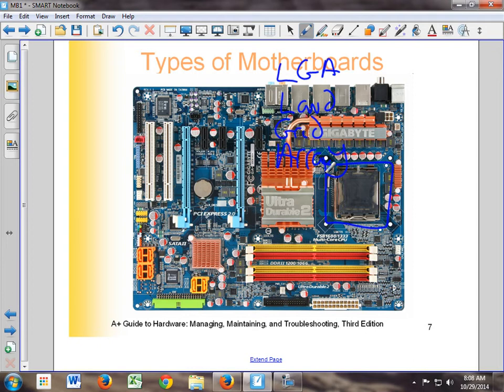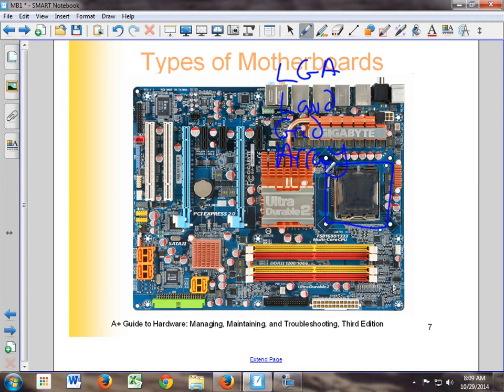That one that's sitting out here, you can already see students ruined this one because they dropped it and the pin's bent. Once the pin's bent, there are so many pins, 478 pins on this, that it would be really, really hard to straighten them out and have it drop straight in. However, on this LGA one, there's nothing to bend, you can only scratch it, right? And it's really easy to put these in.